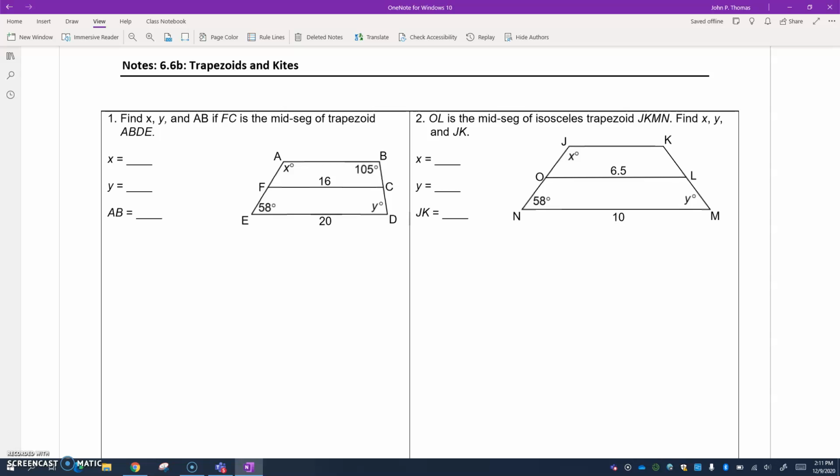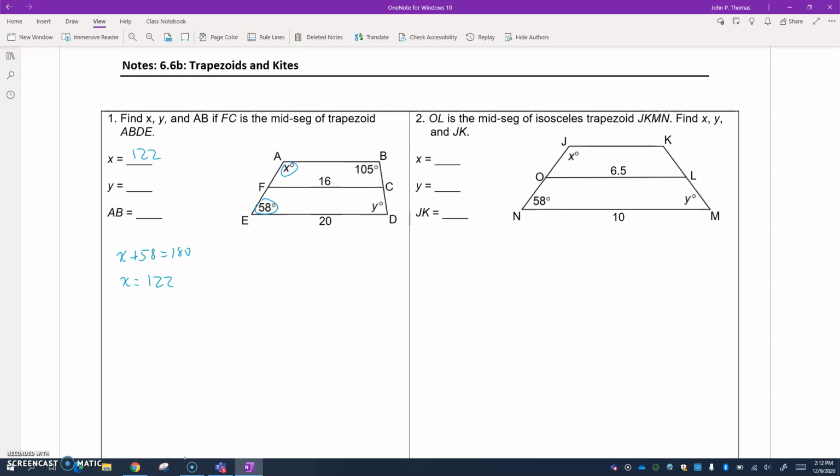The first thing I noticed on this one is I'm going to go after the angles because it uses all old information for us. X and the 58 are consecutive interior angles, and we know that means they're going to be supplementary. So I've got X plus 58 equals 180. Subtract 58 from both sides, and I'm at 122. So our X value is 122, and that takes care of the first one.